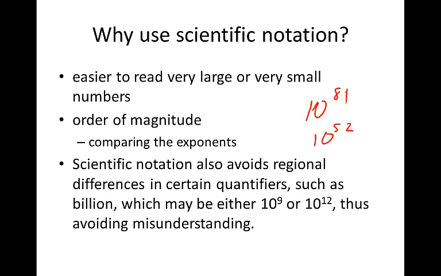And also it avoids regional differences. I mean, the word billion, for instance, means something different in the U.S. than it does in England. So using powers like 10 to the 9th and the 12th avoids any sort of misunderstanding.